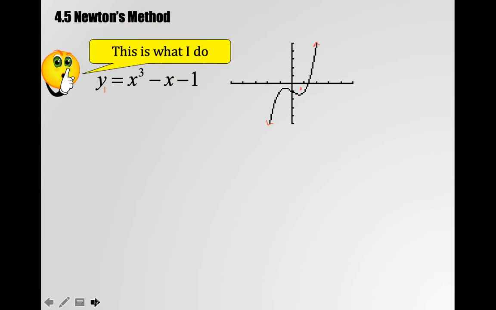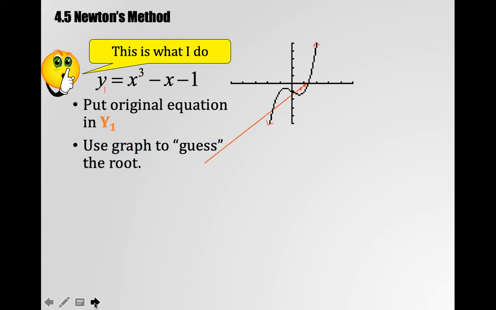So this is what I actually do. This is not what I write down for credit when they ask me to do Newton's method. First, of course, I got it into Newton's form by putting it equal to 0 and replacing it with either f of x or y. I put this into y1. So take a moment and do that, please, if you haven't already. Put the original equation into y1. If they didn't give you a first guess, use the graph and guess an integer. Be nice to yourself.